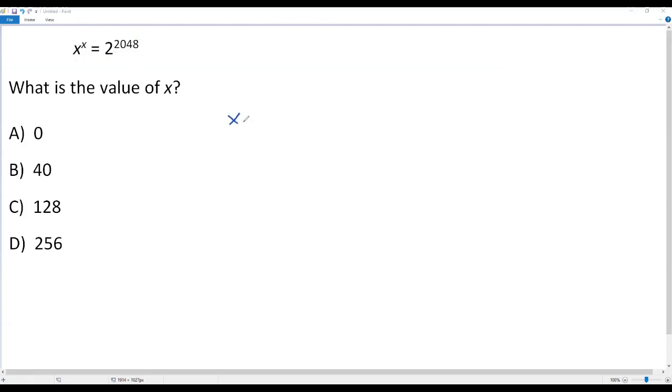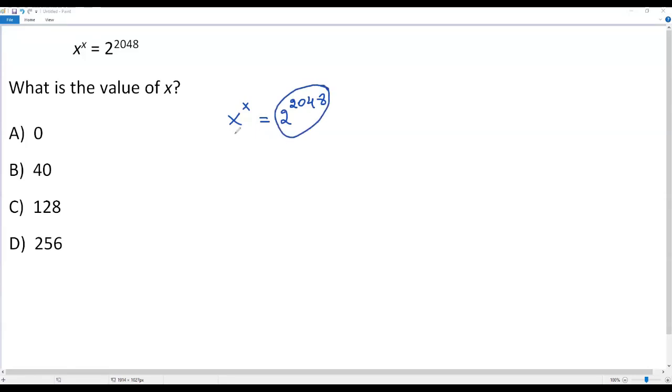Now let me take the given equation as it is. That is x to the power of x equals 2 to the power of 2048. This is a little tricky. We have to consider the left side of the given equation. We have x to the power of x. In whatever pattern we have the left side, in the same pattern we should try to write the right side.